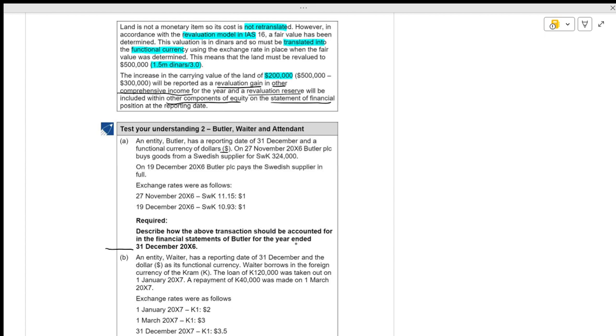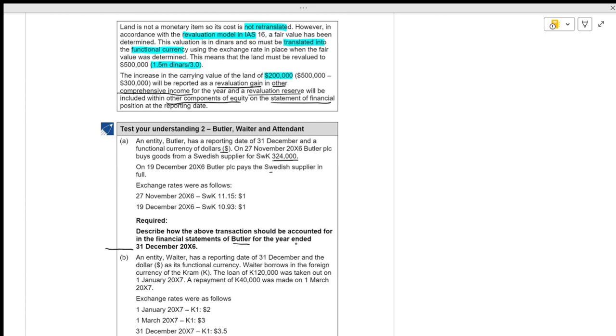On 21st November, Butler PLC buys goods from Swedish suppliers, in Swedish krona. On 19th December, Butler pays the Swedish supplier in full. What is the exchange rate? The functional currency is the dollar. They have paid 11.15 and 10. Show how the above transactions are accounted for in the financial statements of Butler.